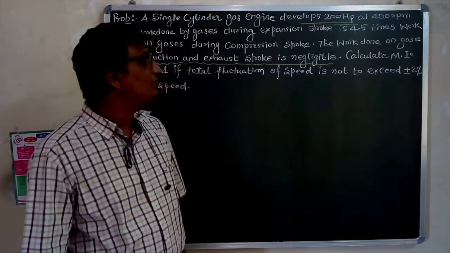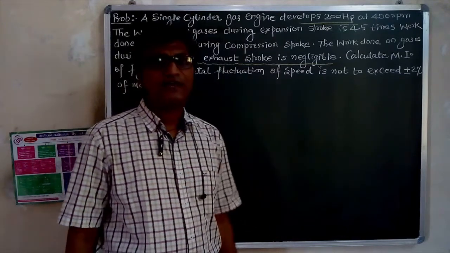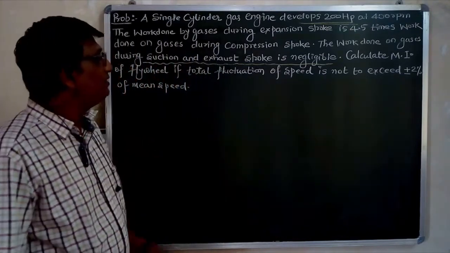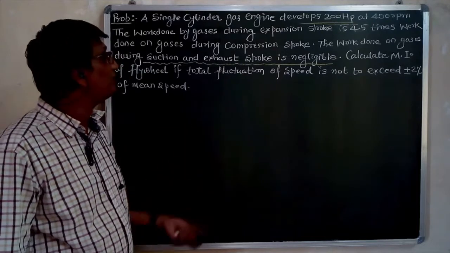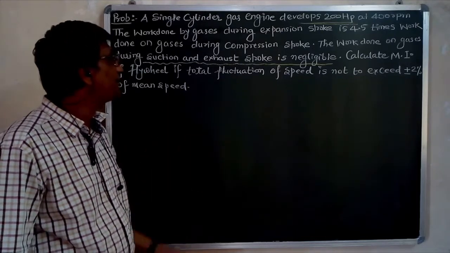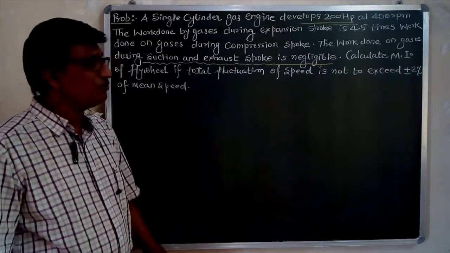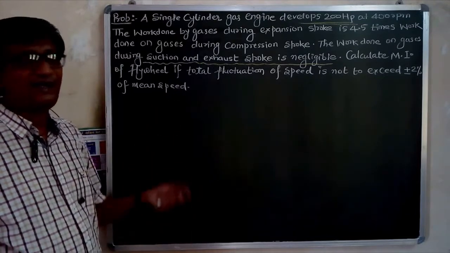Today we are going to see the numerical on flywheel. In the earlier lecture we have already seen one numerical. Now today we are going to take another type of numerical. So let us read the numerical and analyze it.